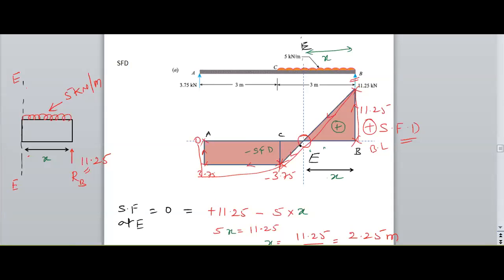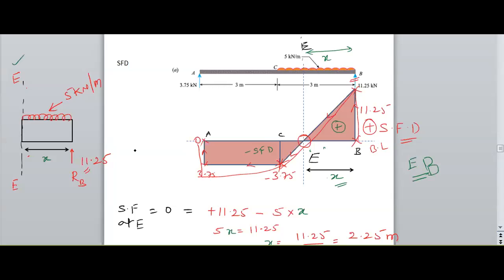So here I need to find out the E value, that is the location of the E from B. So I need the distance between E to B. So I am considering the section at E.